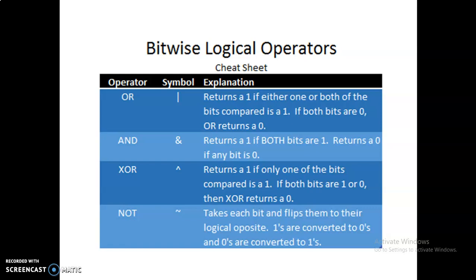Now the exclusive OR returns 1 if only one of the bits compared is a 1. If both bits are 1 or both bits are 0, the exclusive OR returns 0. That means if two bits are opposite, it returns 1. If two bits are the same, it returns 0. NOT means it complements each individual bit. If the input bit is 0, it is converted into 1. If the input bit is 1, it is converted into 0. This is called NOT, and this symbol is called the tilde symbol.